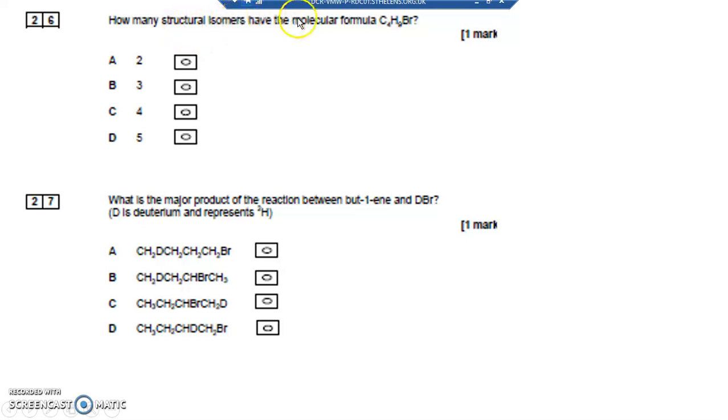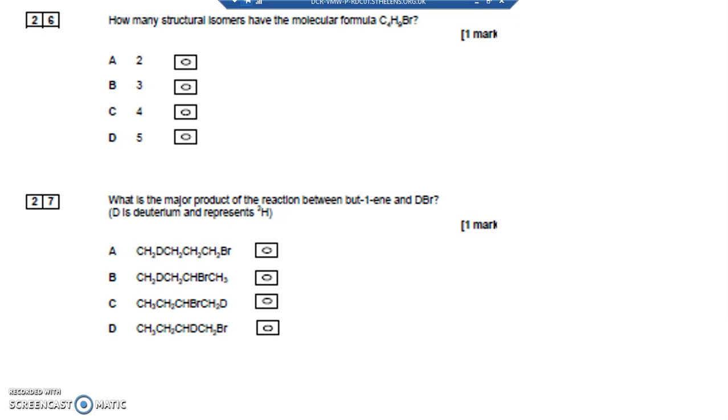26. How many structural isomers have the molecular formula C4H9Br? So what you've got is butane, or you could shorten the chain. Butane to start off with, let's say with a Br. So where could the Br be on butane? It could be at carbon number 1, or it could be at carbon number 2 to make 1-bromobutane or 2-bromobutane.